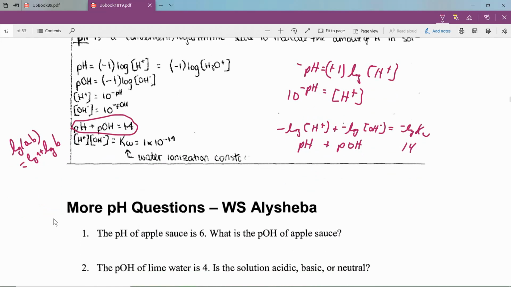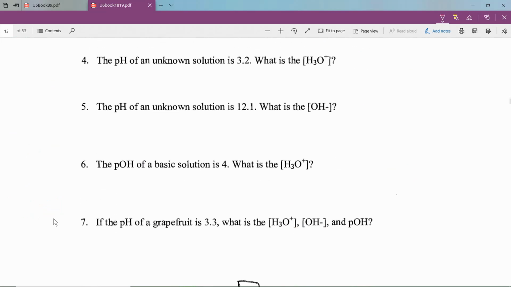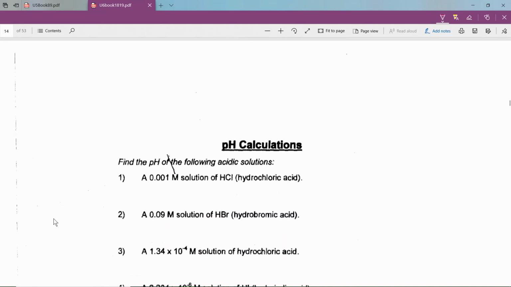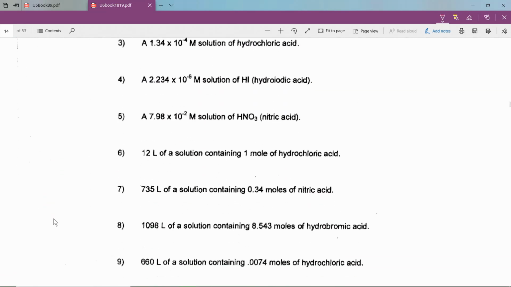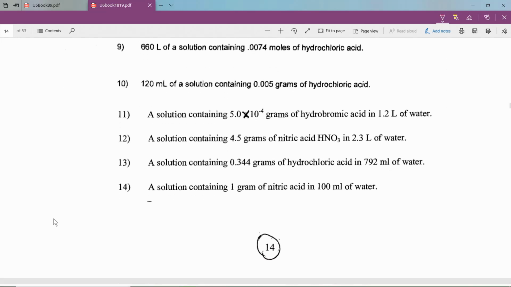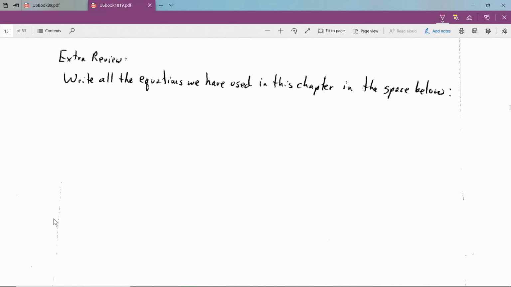Some more practice with pH. I can do worksheet Ali Sheba. Ali Sheba was a racehorse which ran in the Triple Crown a few years ago. So you can try those questions 1 through 7. Then the next page here, you don't need to do it. It's too much, I think. If you really want, page 14. Extra review. Write all the equations we've used.